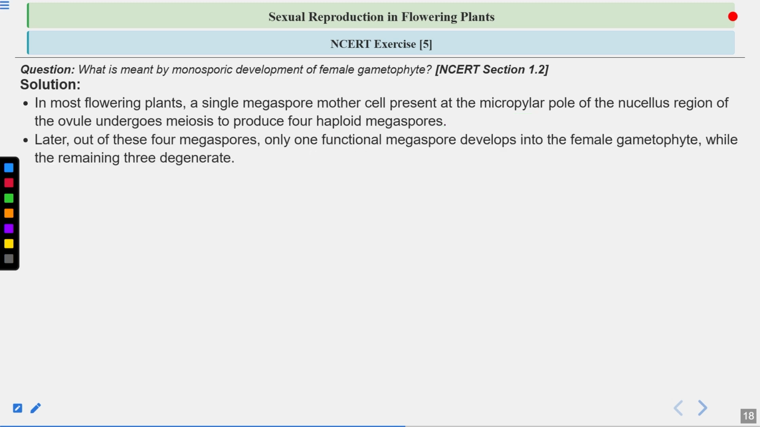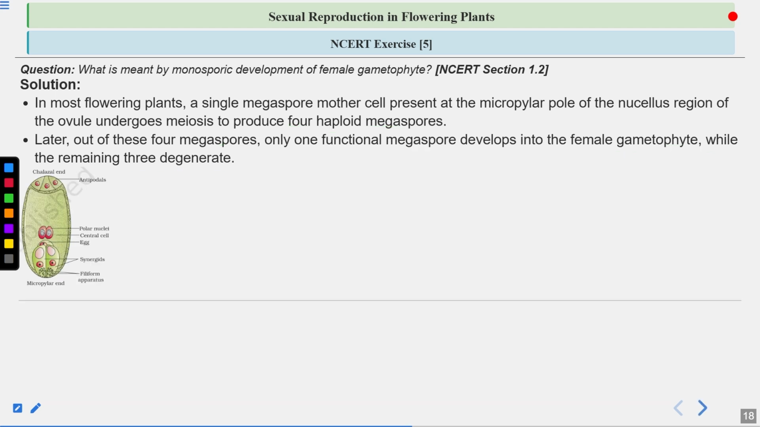So out of these 4 megaspores, only one functional megaspore develops, and that develops into the female gametophyte. Just now we have seen that particular diagram, the embryo sac diagram, that is also called the female gametophyte, right? While the remaining three degenerate. 4 haploid megaspores are there, and out of that 3 get degenerated, right? So this structure is formed from only one functional megaspore.